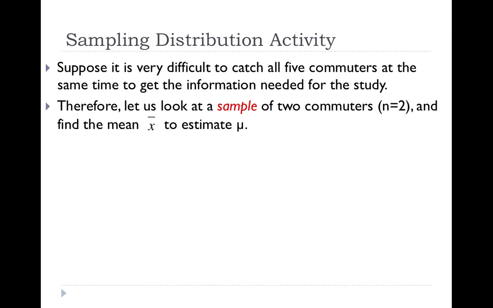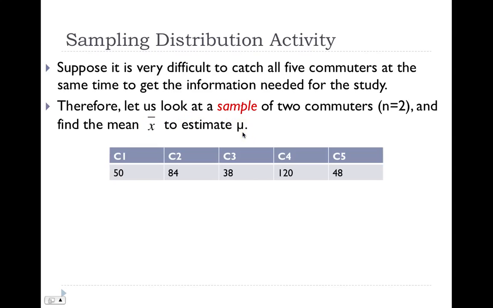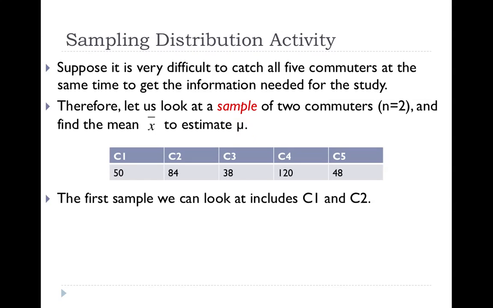So little n equals 2 in that case. And let's find the mean of the sample, which is represented by x bar. And we're going to use the mean of the sample as a way to estimate mu. Let's suppose that we sample because we don't really know what the true population mean is. Well, when we find x bar, we're going to hope that our estimate comes close to what the real population mean is. So let's look at the first two, C1 and C2.